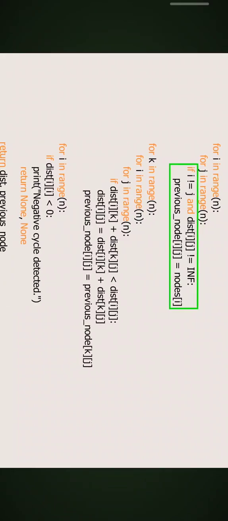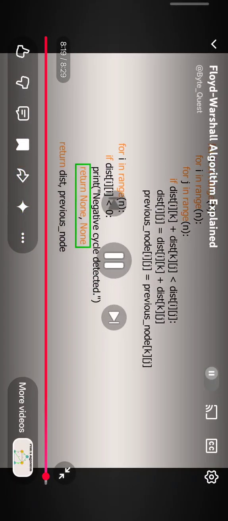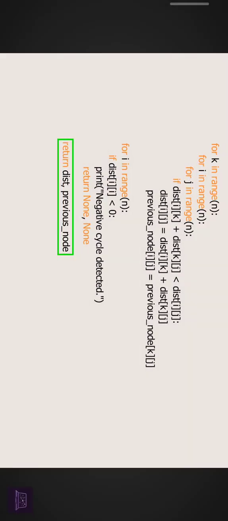We then run a loop n times, where n is the number of nodes. In each iteration, we traverse the entire matrix once, and at each element, we check if there is a shorter path. If a shorter path is found, we update both the distance and the previous node matrices. We then loop over the diagonal elements of the resultant distance matrix and check if any element is less than 0. If there is, we indicate that the algorithm fails due to the presence of a negative weight cycle and return none. Otherwise, we return the distance and previous node matrices.